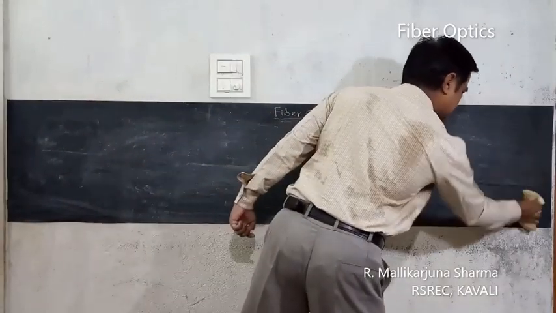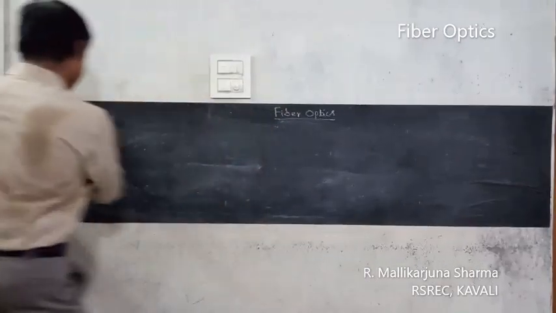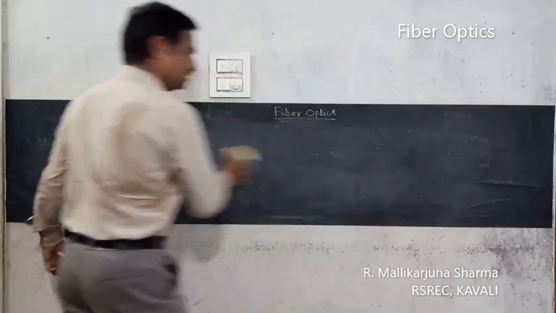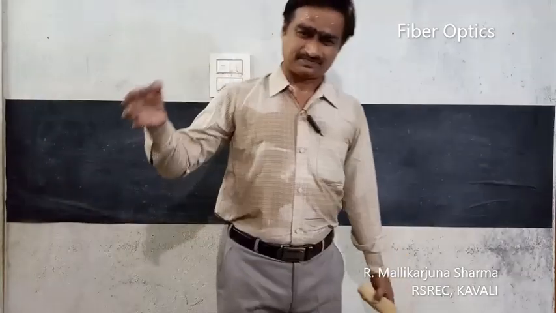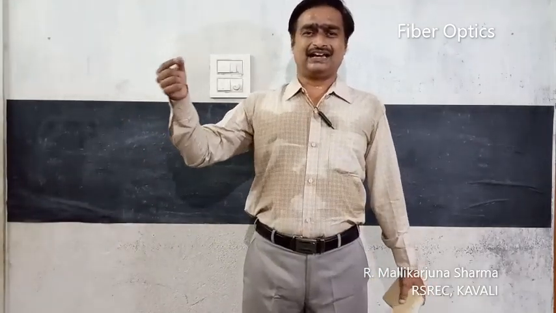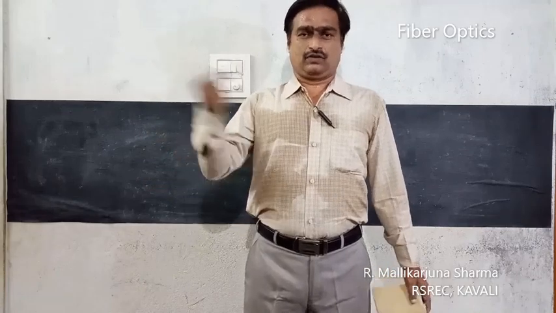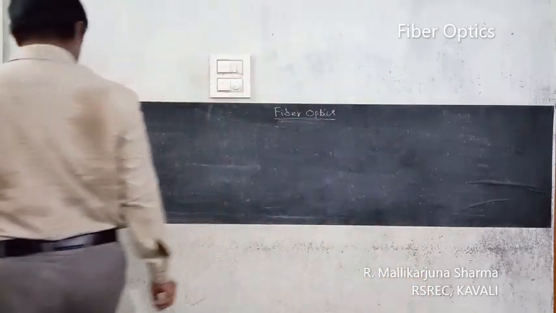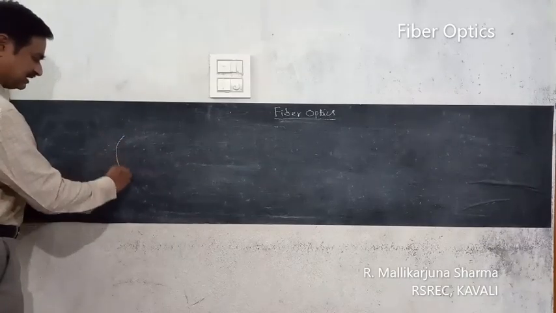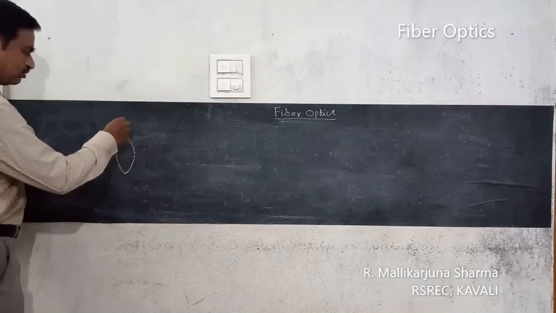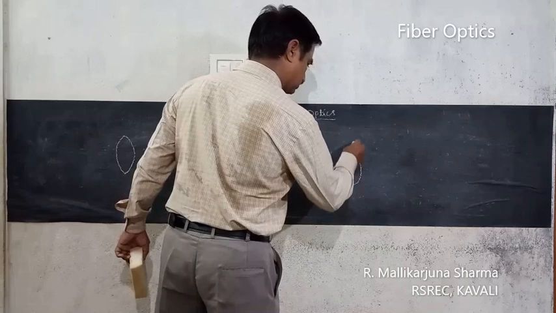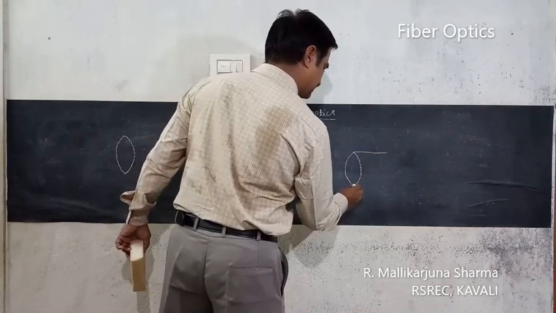It is a three-dimensional thin layer thread-like structure. The dimensions are very small. The core is almost equal to our human hair; that is the thickness of that core medium. Now, for our convenience, we draw the structure like this. It is a three-dimensional structure. Let it be core, and around it there is a cladding.